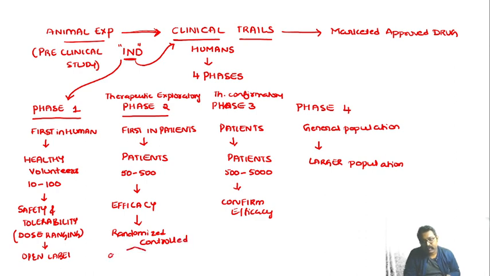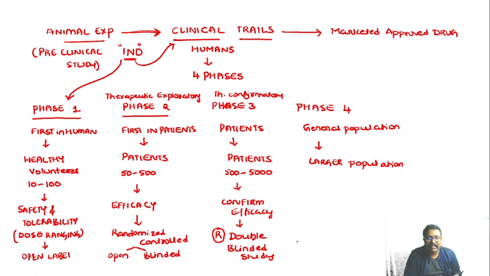It can be open or blinded. Whereas in case of phase 3, it is randomized. Please remember, it is a randomized double blinded study. So the information which we get from phase 3 will be more accurate, and it is confirmatory about the efficacy of the drug which has been chosen into the clinical trial.